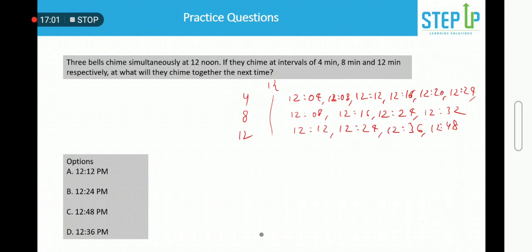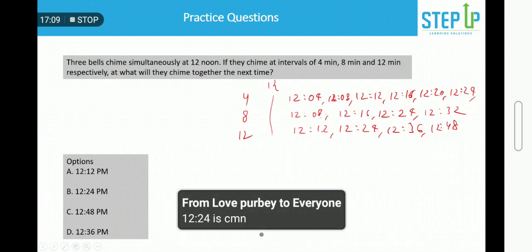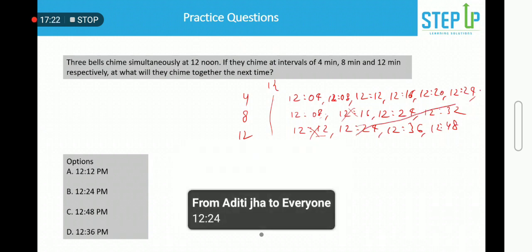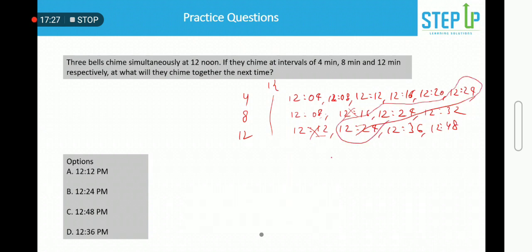So what is the common time? 4, 8, 12, 16. 8 is there, but 8 is not here. 12 is here, but 12 is not here. That means this is also not possible. 12:24. Is it there? Yes. Is it here? Yes. Is it here? Yes. That means, as you can see here, they will all chime together the next time at 12:24.